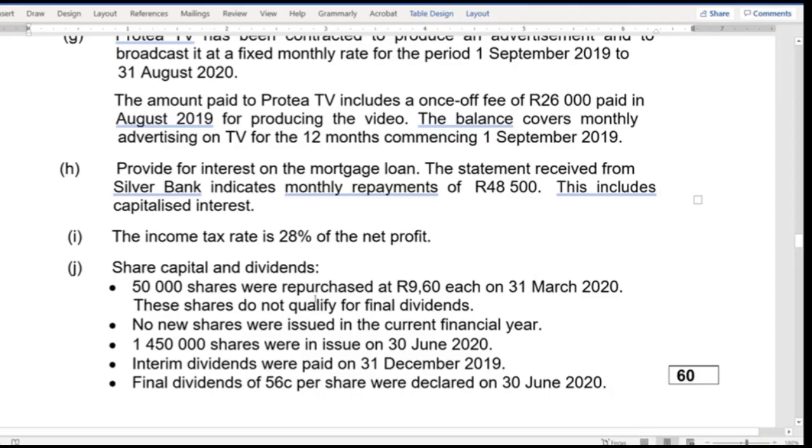So now let's go and find our information. We know that there are monthly payments which include the interest. The statement received from Silver Bank indicates monthly payments of that. This includes the interest capitalized. So I'm going to calculate what my monthly payments are. Let me just find that calculation.